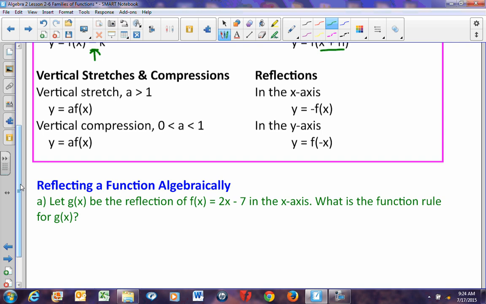And in a reflection, if you're going to reflect over the x-axis, you're just going to take a negative and run it through the function. If you're going to reflect over the y-axis, you're going to replace x with negative x. Very simple to do, really easy types of transformations. So let's take a look at some of these.